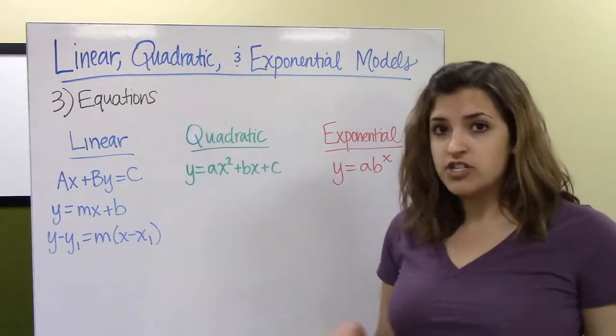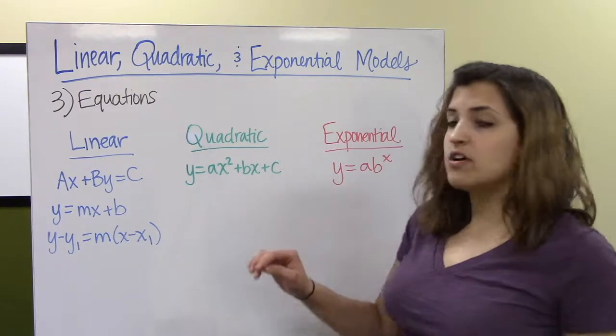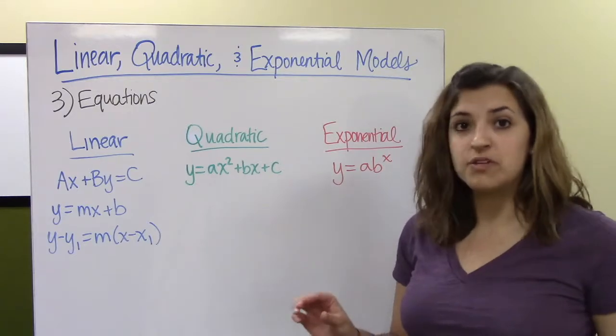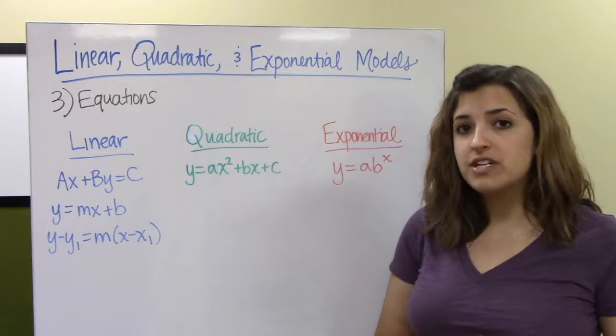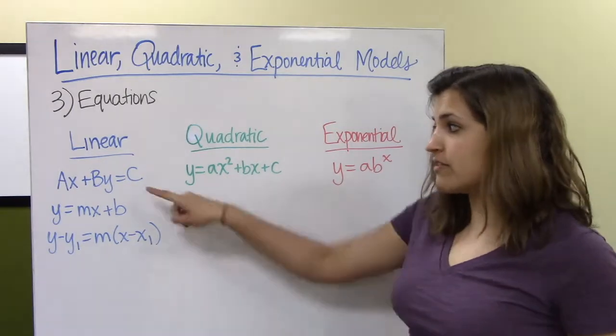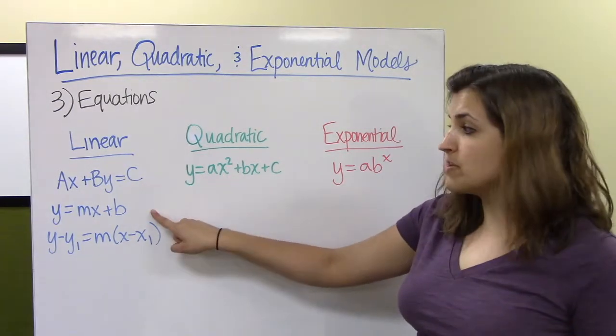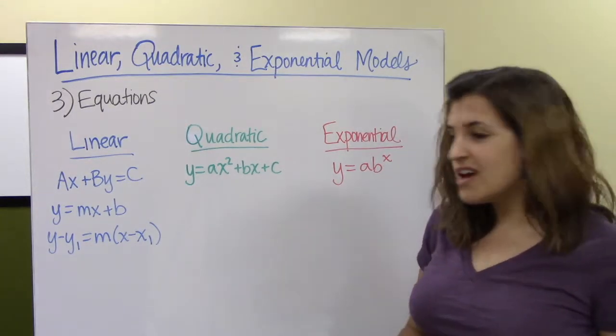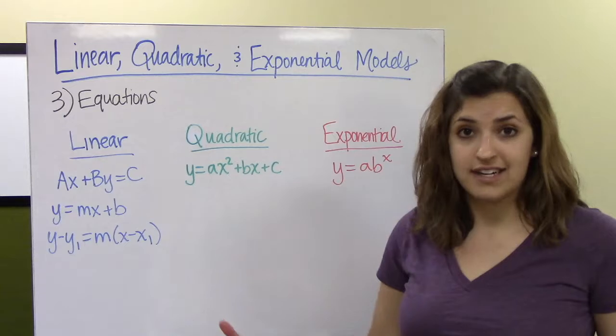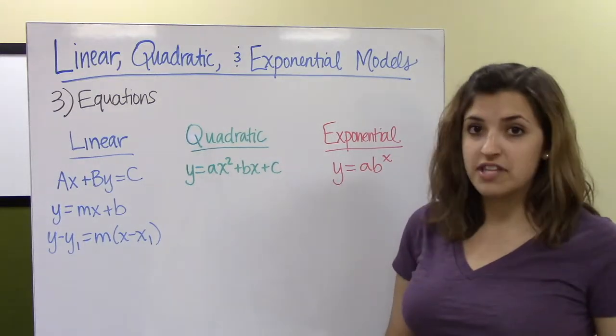So a linear function will always have only an x term. It will not be x squared, and x will not be in the exponent. So we have three different types of equations here. We have our standard form, our slope-intercept form, and our point-slope form. But no matter what form we have, x is always just x. Never squared, never in the exponent.